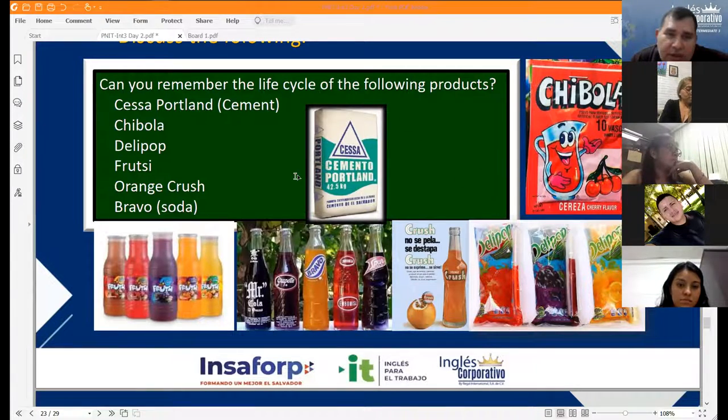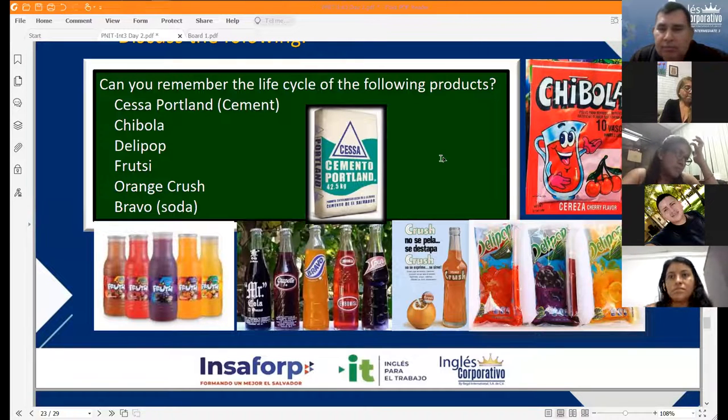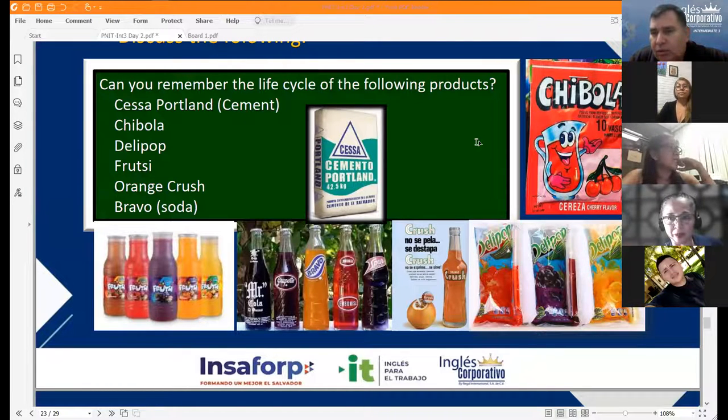Somebody told me, teacher, Holcim disappeared. I mean, Cesar disappeared because Holcim bought it. So it's the same formula, the same thing with a different name. Yes, I believe the brand of the product changed, but the product exists in the market. And it's the same. Yes, only the brand. The brand and the design of the cover, the bag, is different.